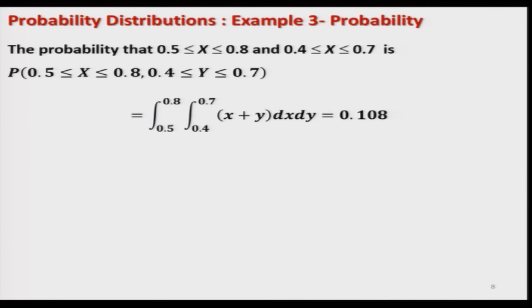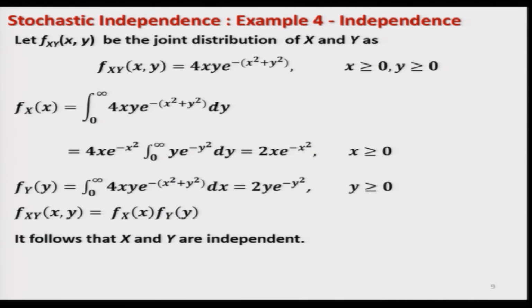Now, next we try to find out the joint probability. So, suppose we want to compute the probability that x lies between 0.5 and 0.8 and y lies between 0.4 and 0.7. So, this is simply the multiple integral where you take the range of x to be 0.5 to 0.8 and the range of y to be 0.4 to 0.7, and then here this f(x,y). And if you try to solve this integral, you will get the value 0.108.